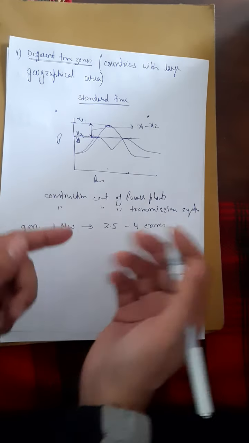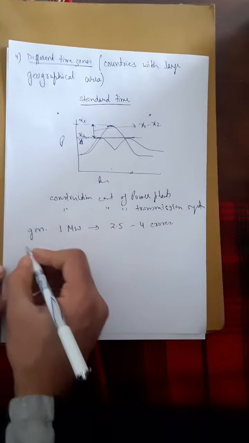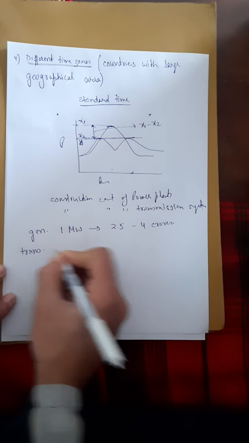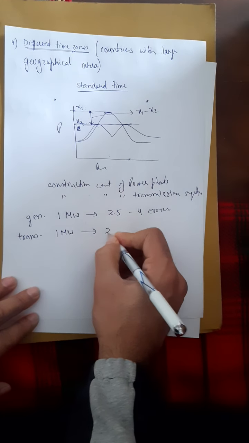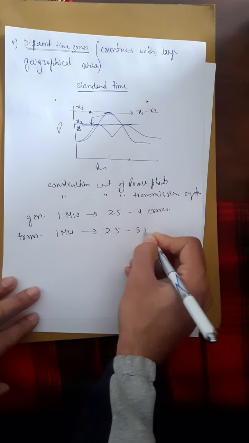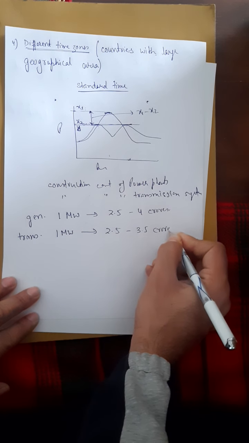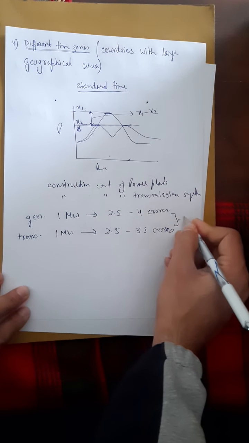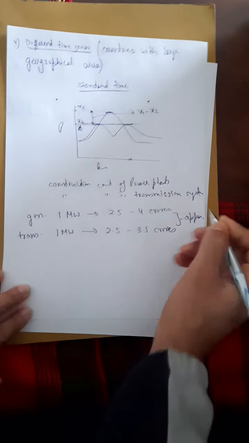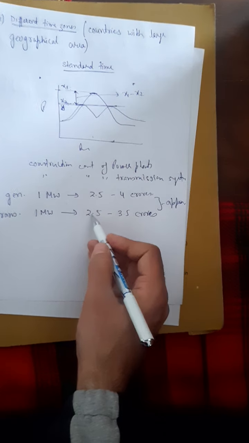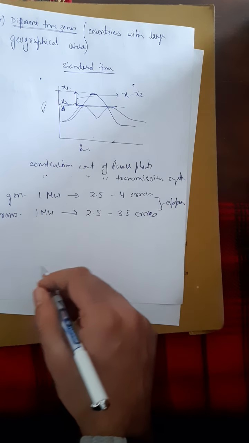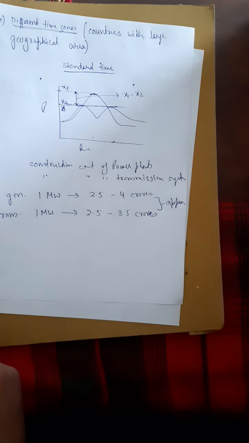Once you have generated the power, you have to transmit it using transmission lines. And for transmitting 1 megawatt of power, you need 2.5 to 3.5 crores. This is an approximate value. So for 30 megawatt, if I take 2.5, again 75 crores. So 75 plus 75, how much am I saying? I am saying 150 crores.